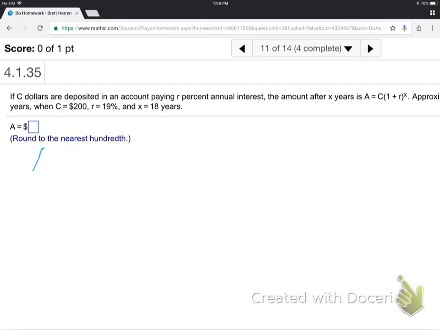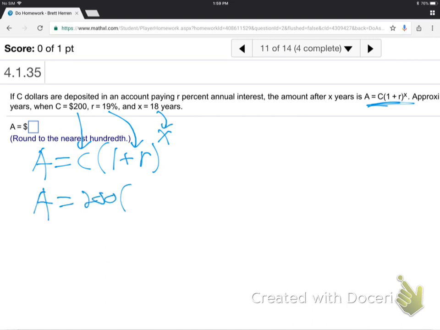Okay, so it's A. I'm just going to grab this formula right here: C times (1 plus R) to the x. They're telling me C is 200, R is 19%, and x is 18. Just plug them all in. So 200, 1 plus R, and what do you do for 19%? 0.19, right? Make it a decimal. X is 18. So you just hit the buttons on your calculator at that point.